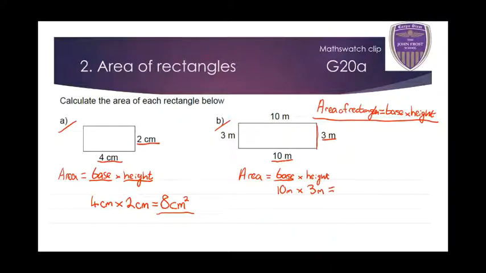Now bear in mind the units are different to this one, okay? So the first one we were dealing with centimeters. This one we're dealing with meters, okay? So always double check the units. So 10 meters times 3 meters. Well, 10 times 3 is 30. And because we're working out an area, the units will be meters squared, okay? And that's the answer to this question. Let's move on to the next topic.